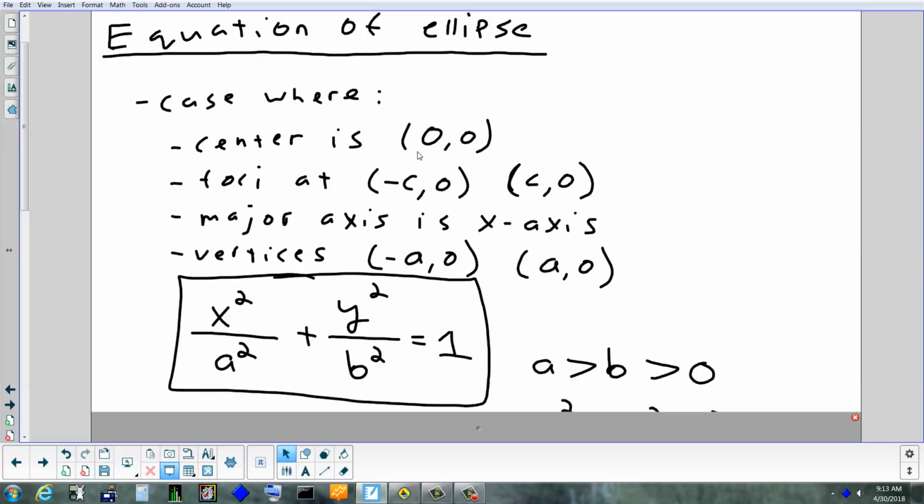So what I like to do is just generalize those two things and write them down. So C is the distance from center to focus. B I haven't really talked about. I'll mention what B is in a second, but A and C are the important two. A is the distance from center to the vertices. And B, in this case, is the distance from the center to the minor axis.